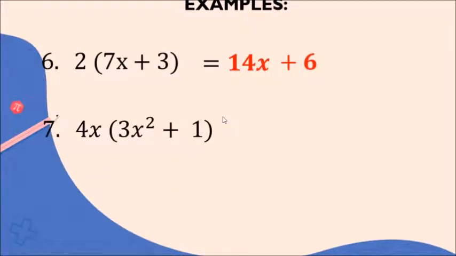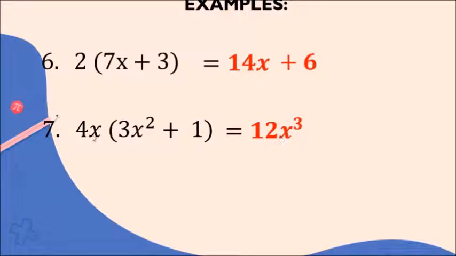Okay. In this example, we have 4x and another binomial, 3x squared plus 1. Let's multiply 4x to our first term, which is 3x squared. 4 times 3, that will be 12. Remember that. And x times x squared, of course, that is x cubed.